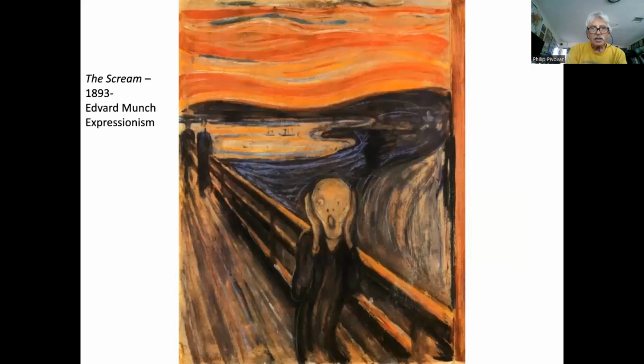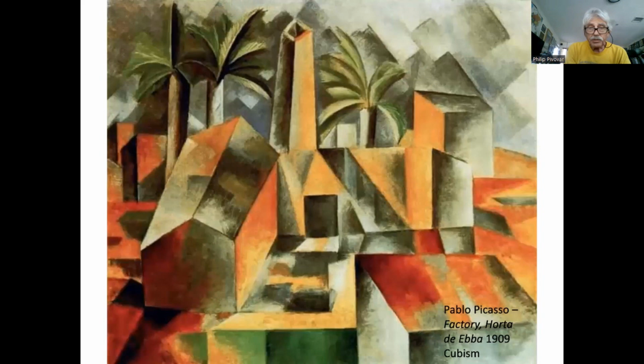Now, this is expressionism, The Scream from 1893. And everything is not nice in here. He actually made a number of these paintings that are the same basic painting, but they're all slightly different. And some of them have sold in the last few years, at least one for millions of dollars. Pablo Picasso, Cubism, 1909. Get the idea about cubes.